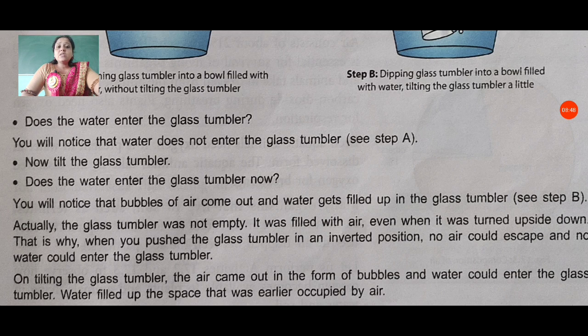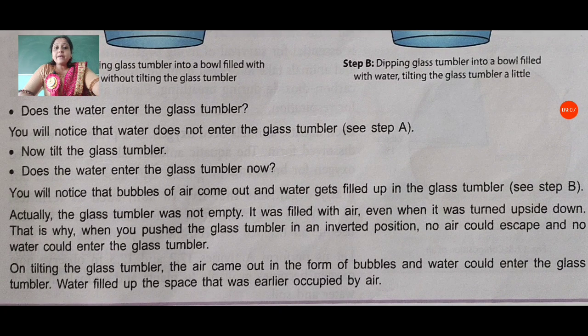Actually, the glass tumbler was not empty. It was filled with air, even when it was turned upside down. That is why when you pushed the glass tumbler in an inverted position, no air could escape and no water could enter the glass tumbler. When tilted, the air came out in the form of bubbles and water could enter the glass tumbler. Water filled up the space that was earlier occupied by air.